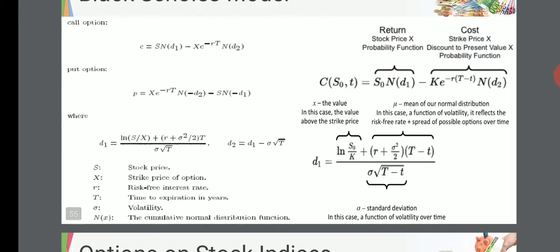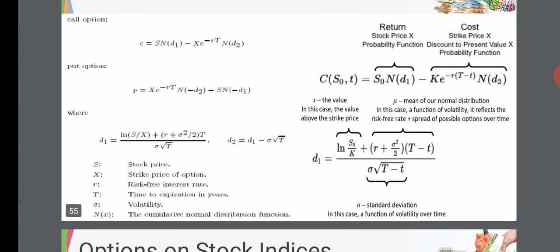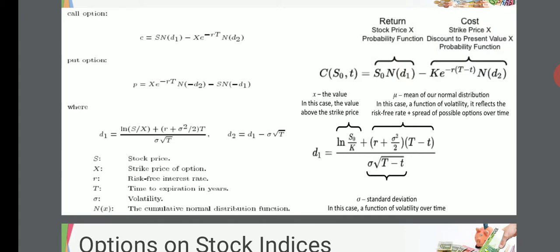Again, sigma here is volatility and T is the time to expiration in years. And similarly, if you look at the put option, it is P = X e^(-RT) N(-d2) - S N(-d1). It is just the opposite of what we have in the call option.